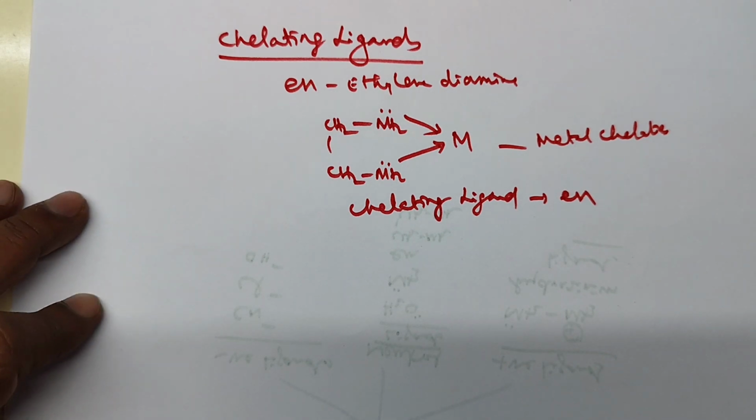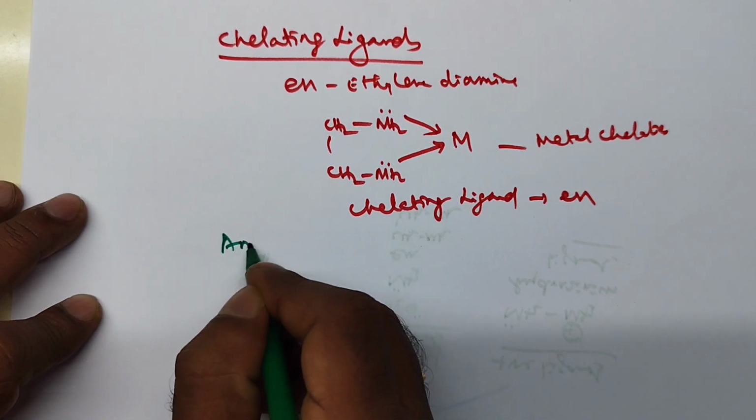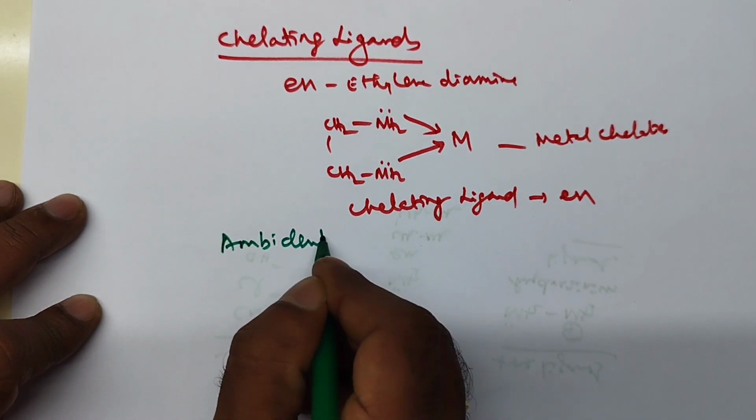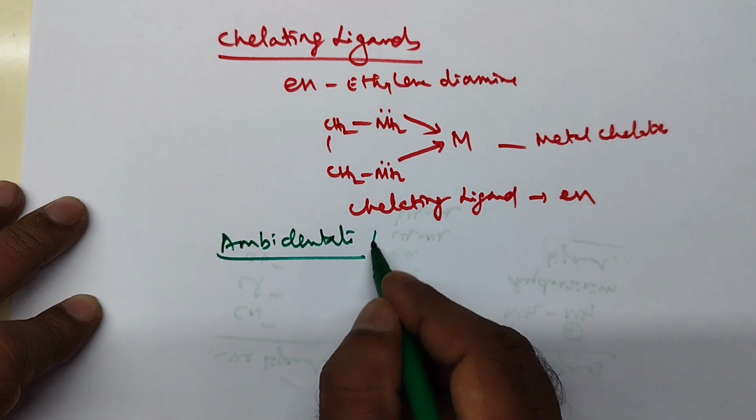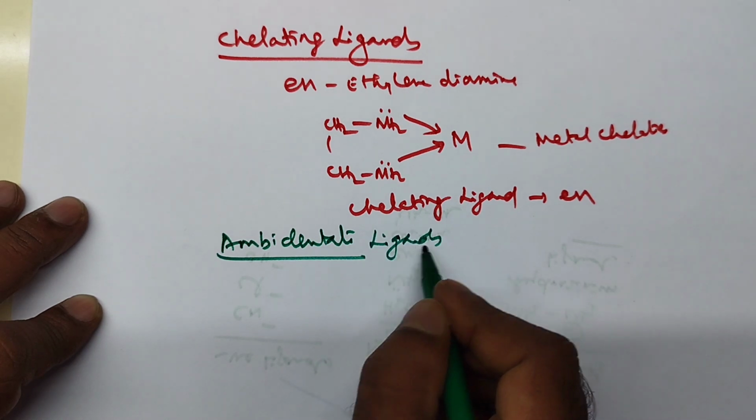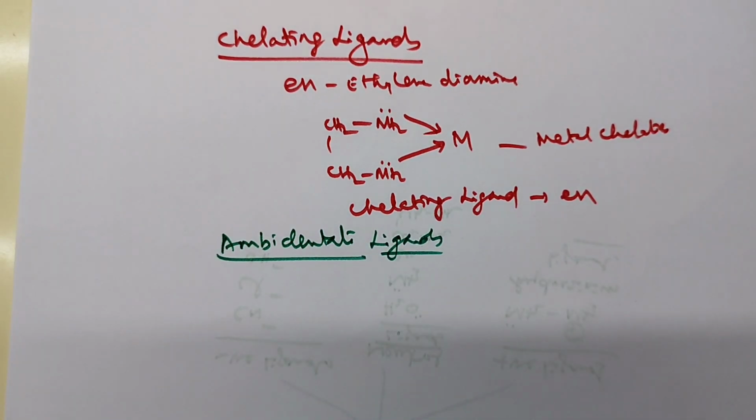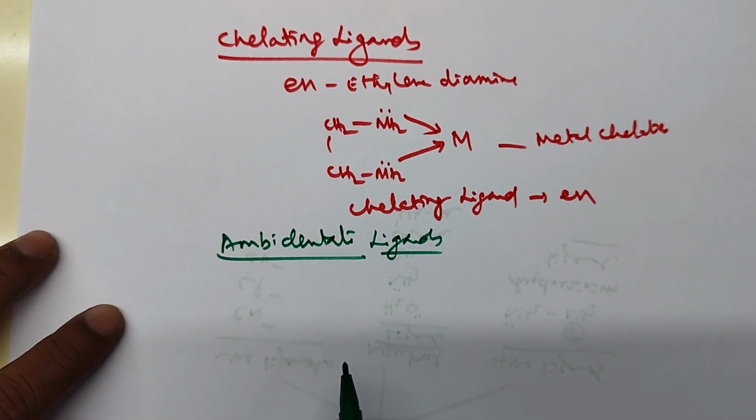The another way of classifying ligands, we can call this what? Ambidentate ligands. We have to know the meaning of ambidentate ligands. What is meant by ambidentate ligands? Unidentate ligands containing more than one coordinating atom are called ambidentate ligands.